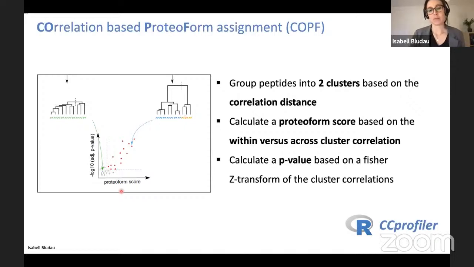And what we will get from this is something that looks like a one-sided pseudo-volcano, where we have the proteoform score on the x-axis and log-negative adjusted p-value on the y-axis. And you will see that proteins with multiple distinct proteoforms end up with a high proteoform score and low p-value.